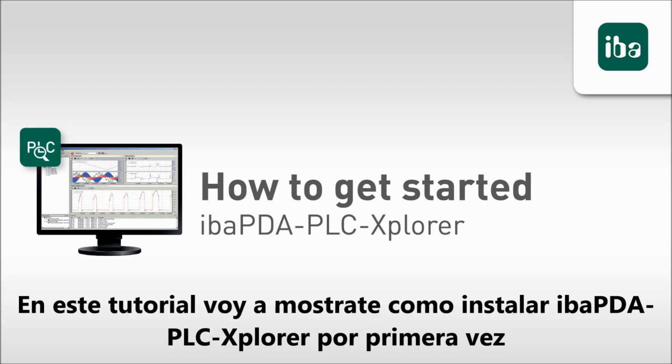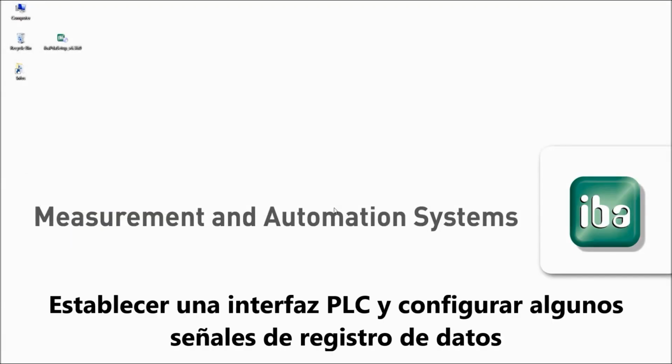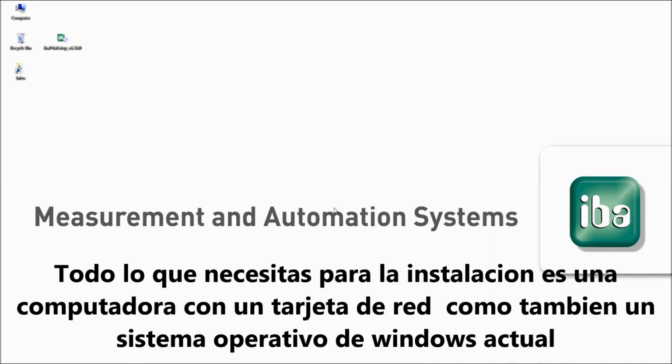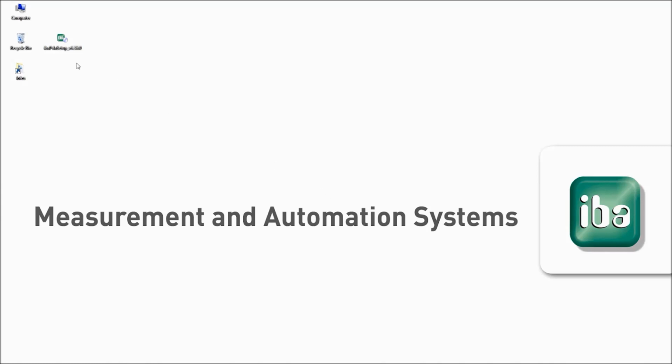In this tutorial, I'm going to show you how to install ibaPDA PLC Explorer for the first use, set up an interface to a PLC, and to configure some signals for data recording. All you need for the installation is a standard computer with a network card, as well as a current Windows operating system. We start the installation by opening the setup file.